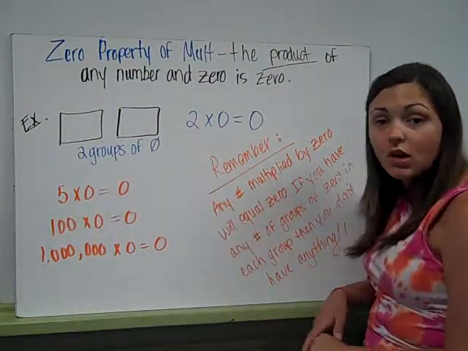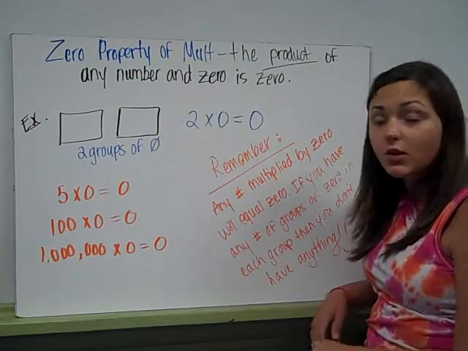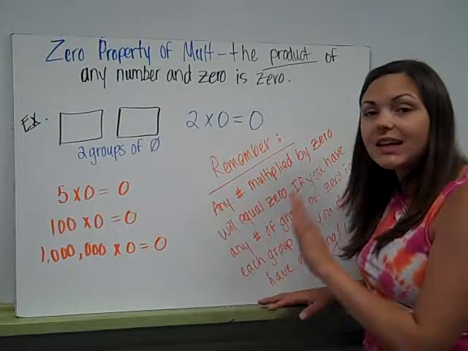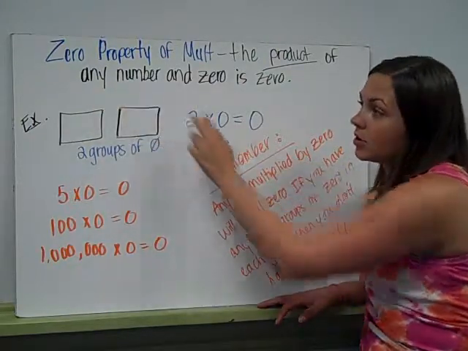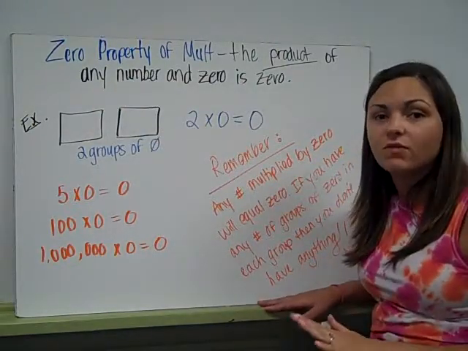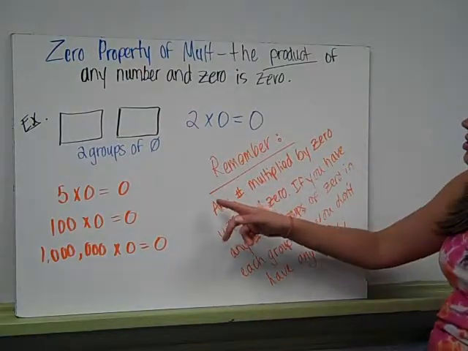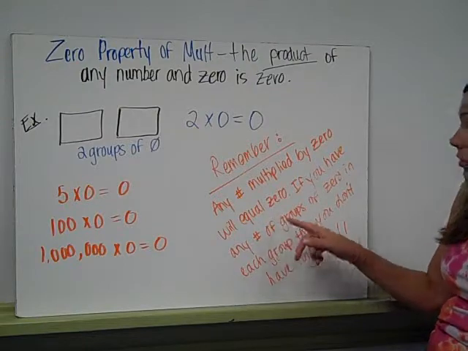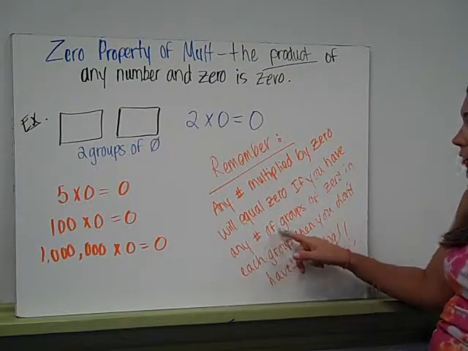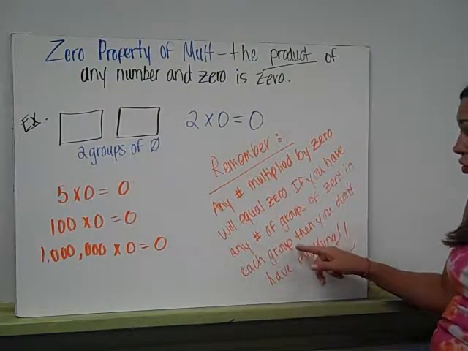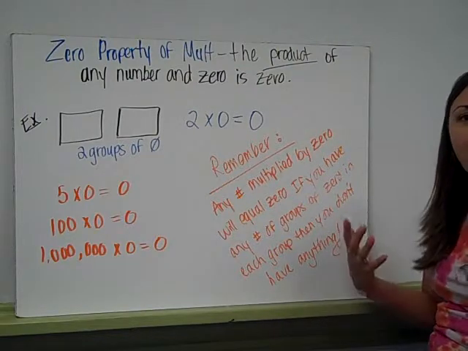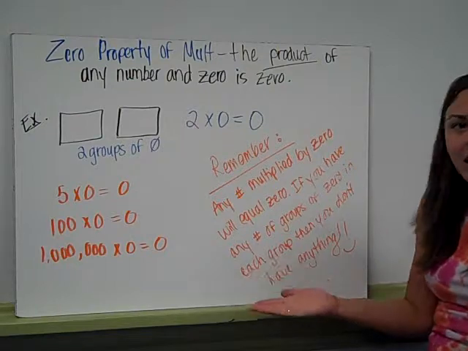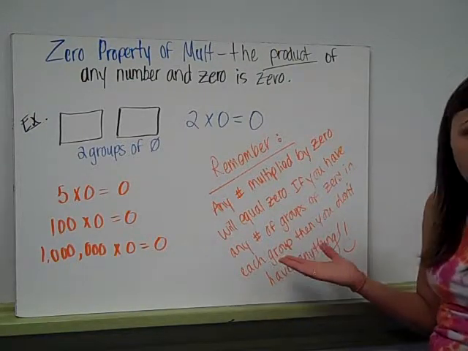5 times 0 is 0. 100 times 0 is 0. 1,000,000 times 0 is 0. Any number times 0 will always give you 0. So remember, any number multiplied by 0 will equal 0. If you have any number of groups with 0 in each group, then you don't have anything. If I have 7 groups of 0, then I don't have anything inside of those groups. I have nothing to count up.